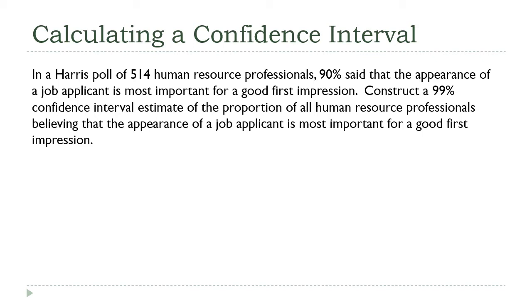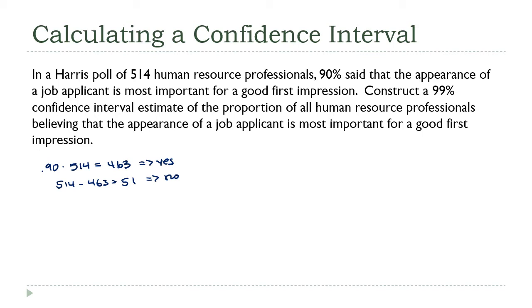So how about 3? Well, look, 90% of 514 said yes. 90% of 514, that's 463. That's greater than 5. We had more than 5 yeses. And if 463 said yes, subtract that from 514. 514 minus 463 gives us 51 who said no. That's also more than 5. All the conditions have been met.